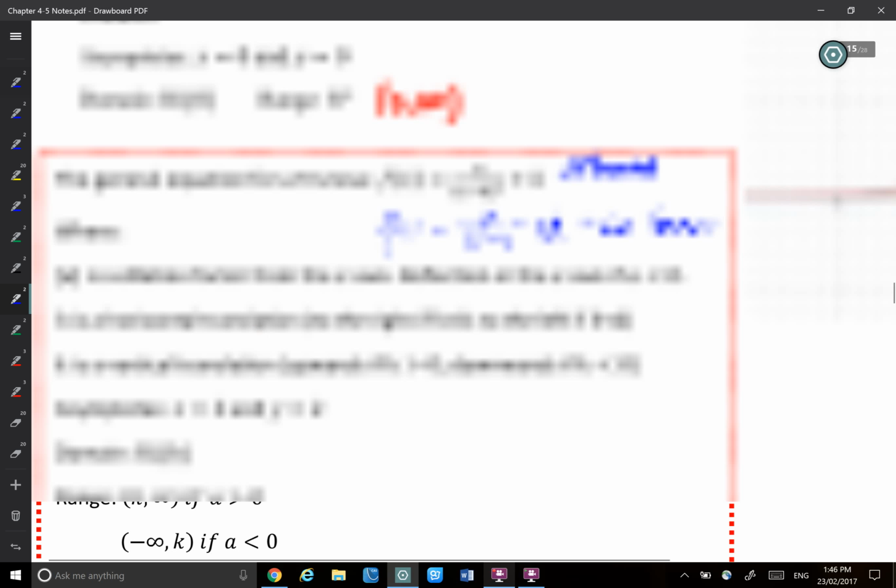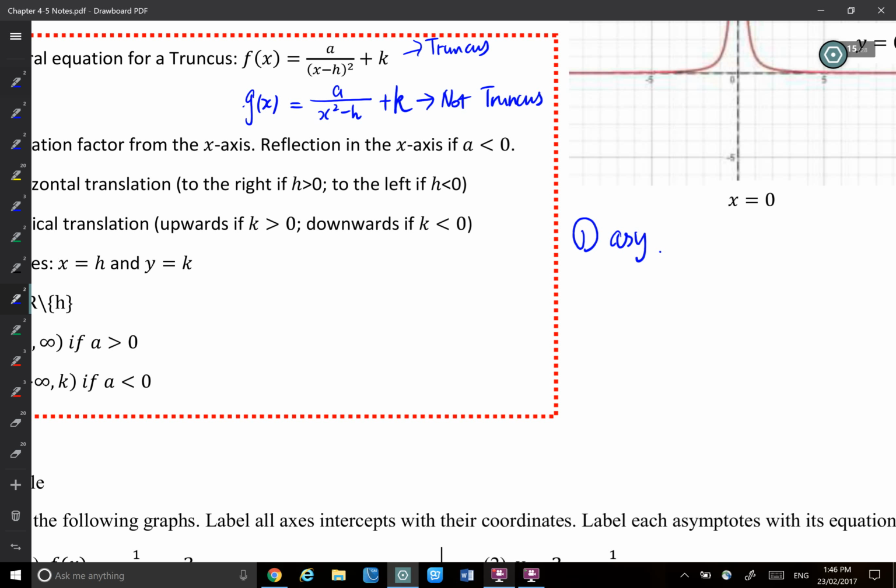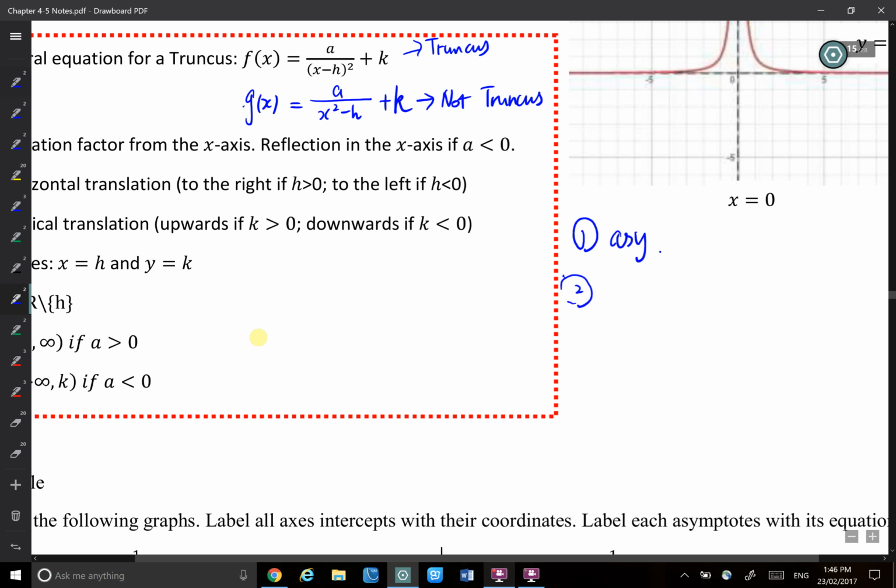Okay, so how can we sketch that? Step number 1, still find asymptotes. The way to find asymptotes will be exactly the same as how to find asymptotes for hyperbola. The second one is to find which two parts I have the graph. Do I have the graph in here, which is a greater than 0? Or do we have the graph for here and here, that's a smaller than 0? Which part do I have the graph?